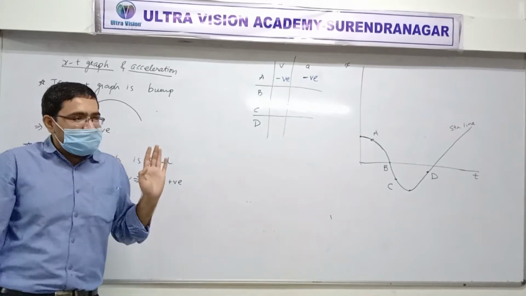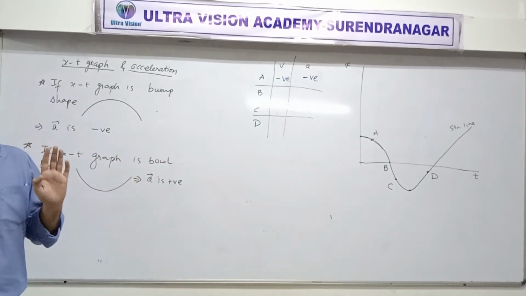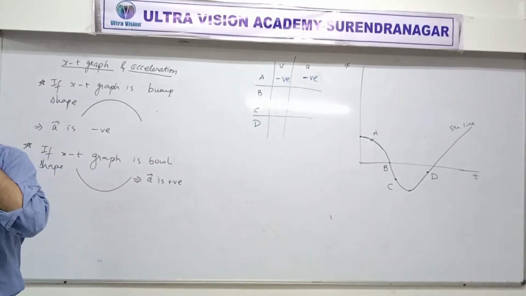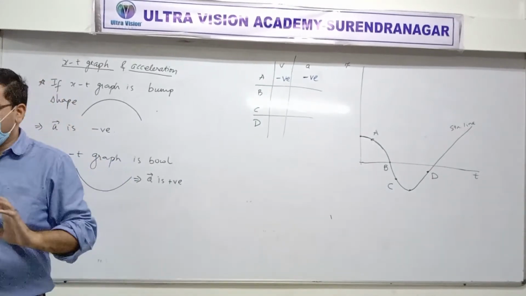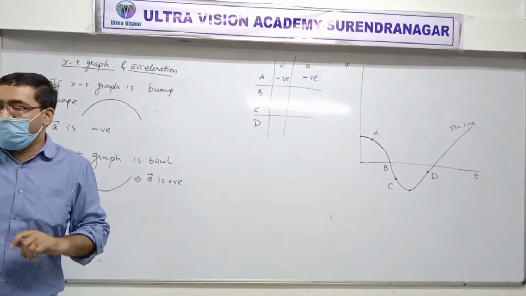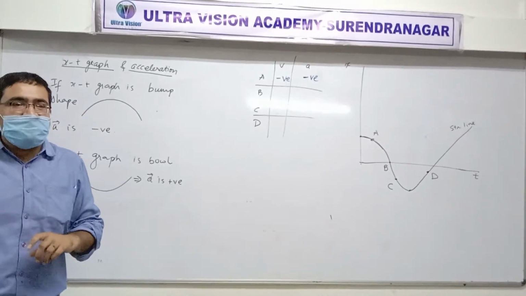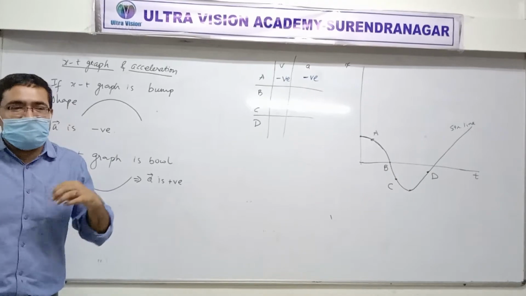Okay, let's go to B. Let's go to B. Yes, clear. What, zero? Velocity is zero. Who agrees? Who disagrees? What happened here? You don't agree with your friend?